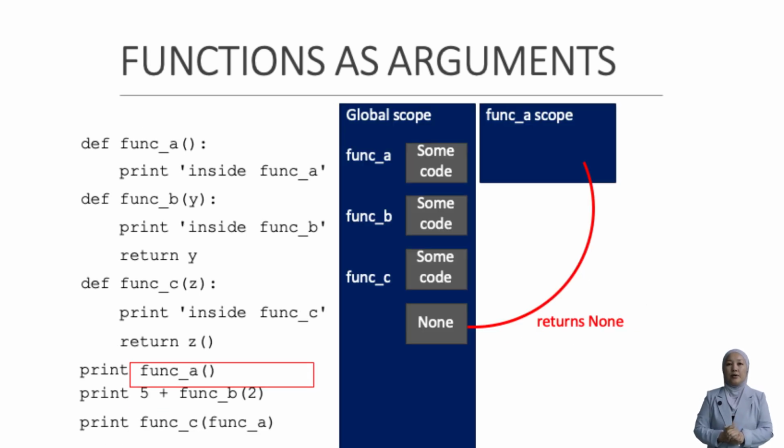Look at this example. We have three functions. func_a prints a message and implicitly returns None. func_b takes a parameter y, prints a message, and returns y. func_c takes a parameter z, prints a message, and then does return z(). It calls z as a function and returns its result.